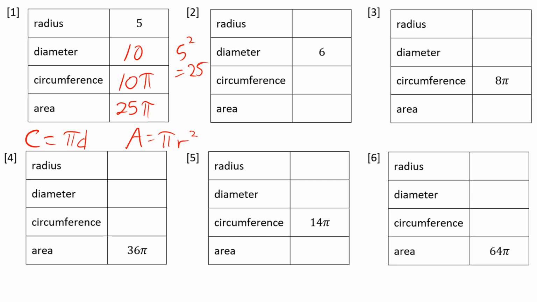Number 2, let's see, if the diameter is 6, what's the radius? Well, you know, the radius is half of the diameter. Half of 6 is 3. For the circumference, you just take the diameter and multiply by pi. There it is as an exact value, 6 times pi. For the area, well, I need pi times the radius squared. Again, I got to do a little bit of math here. I got to figure out 3 squared. It's 9. So 9 pi.